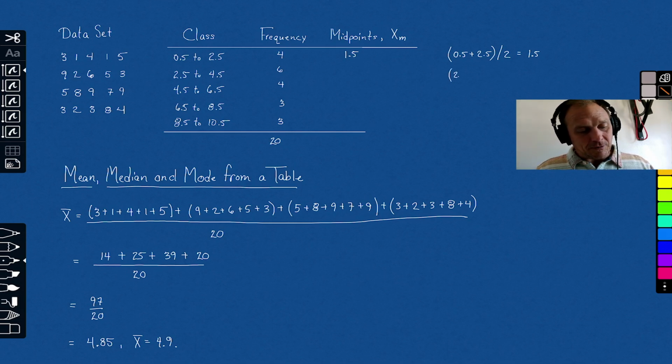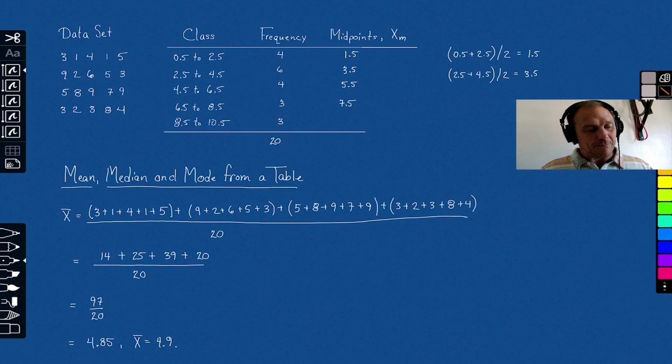And if we continue this, we'll try one more. This is going to be 2.5 plus 4.5 divided by 2. Well, that's going to be 7 divided by 2, that's 3.5. And actually notice that they each go up by 2. The next one, and you should double check this, 4.5 plus 6.5 is 11. Half of that is 5.5. The next one, you have 6.5 to 8.5. That's 15, but divided by 2 for 7.5. And our last one, 8.5 to 10.5, that's 19 divided by 2 for 9.5.